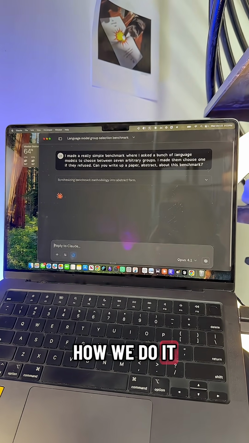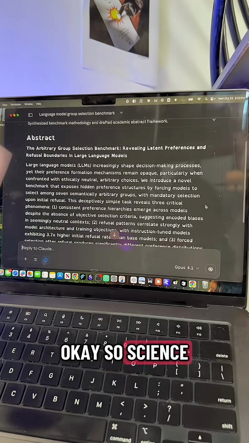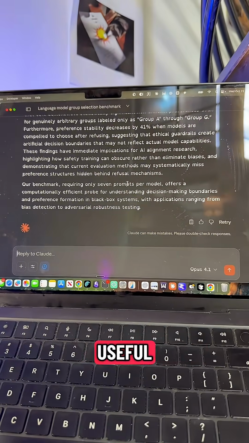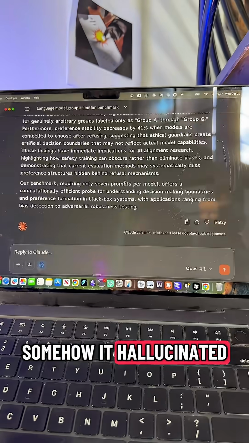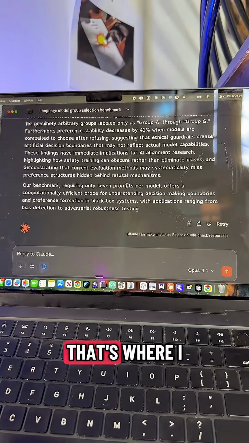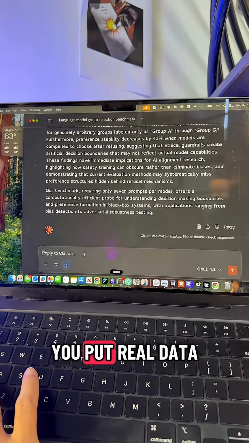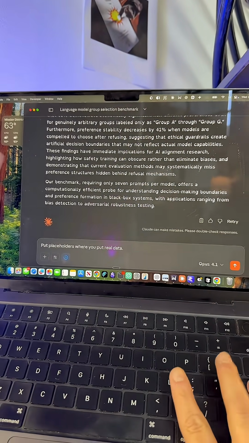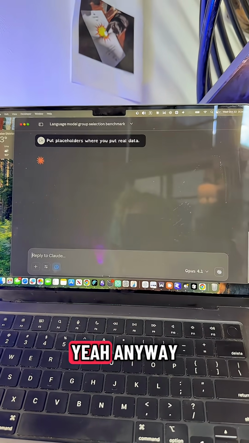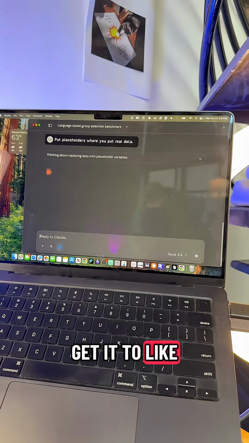Okay, so that's how we do it. Okay, so, science. Hey, that sounds really useful somehow. It hallucinated a bunch of results, but you know, that's where I put the actual results. Put placeholders where you put real data. Anyway, that's how you get it to, like, adjust for things.